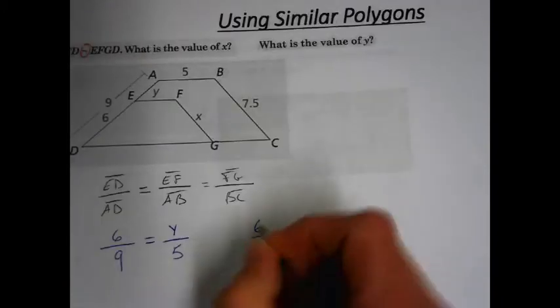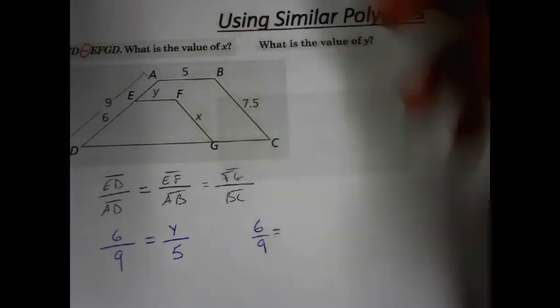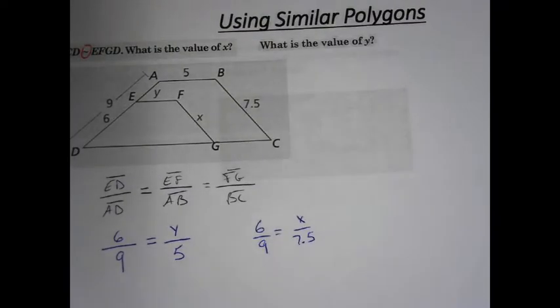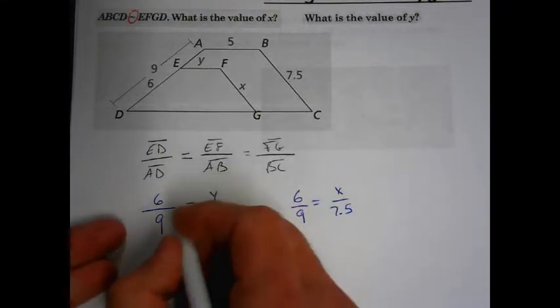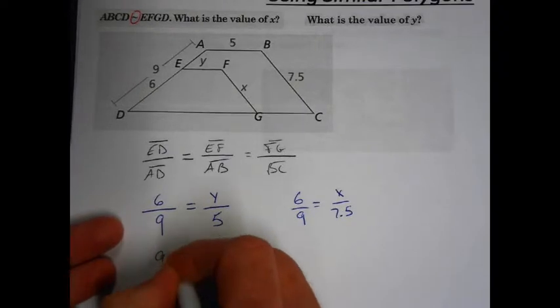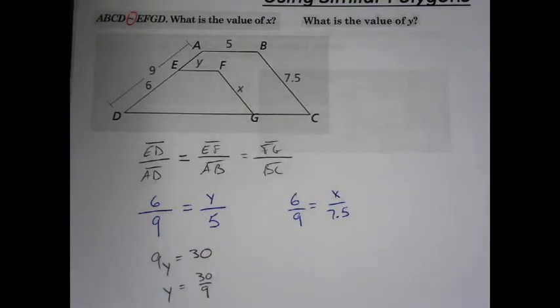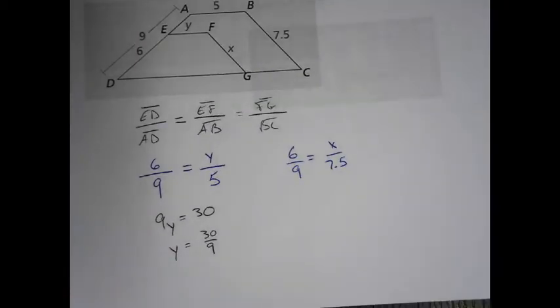6 to 9 would be equal to the ratio of the small polygon's FG and the large polygon's BC, so it would be x to 7.5. So now we have our two equations that are set up to find the values of x and y. And now what we can do is use cross products, and we'll figure everything out. When we use cross products, we will have 9y being equal to 30. Therefore, y would be equal to 30 divided by 9, which is a crazy number, but that can be simplified.